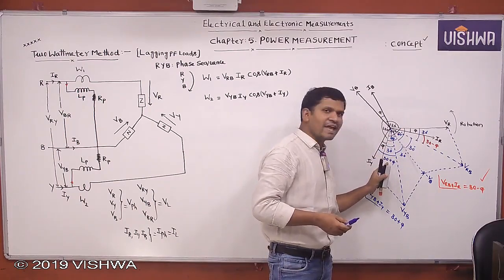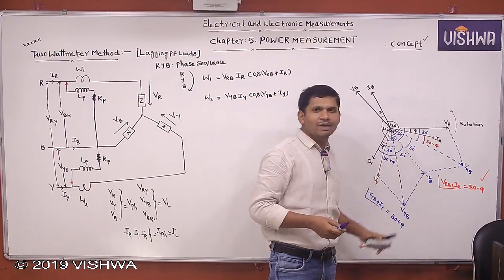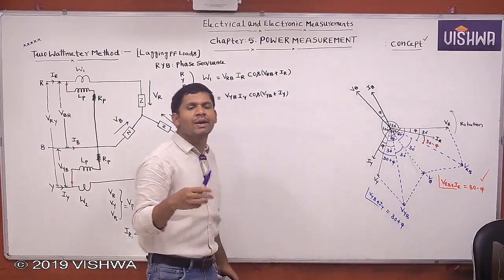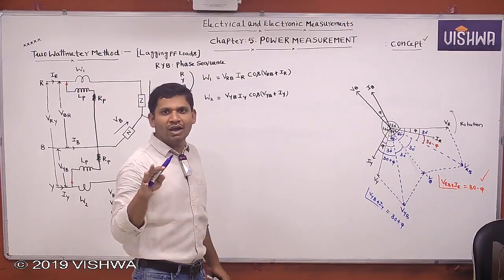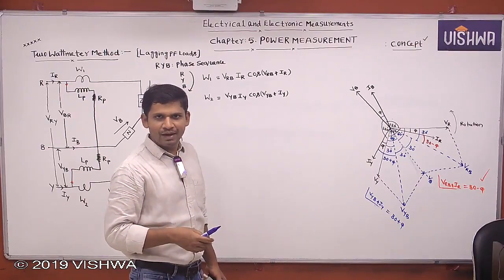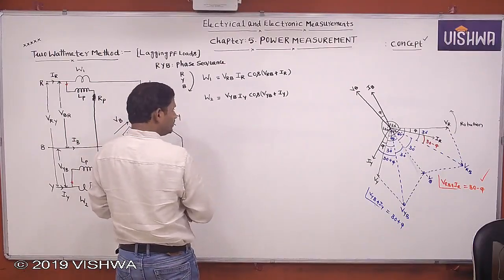Now you measure this angle. You can get this one is 30 minus pi. Then you can get this is 30 plus pi. Then exactly opposite. That's why no need to draw the vector diagram again for leading power factor. Just concentrate mainly on lagging, then exactly opposite for leading. Understood? Now, tell me, what is the W1 reading?